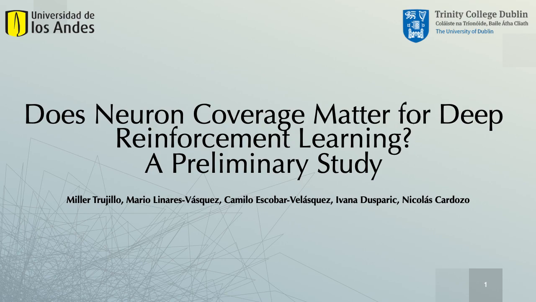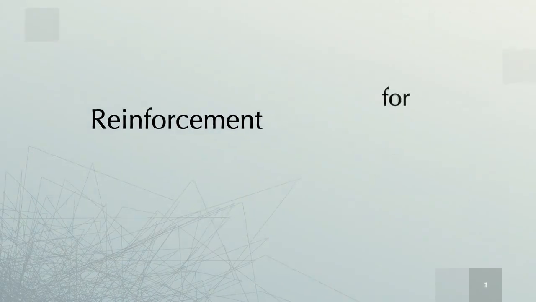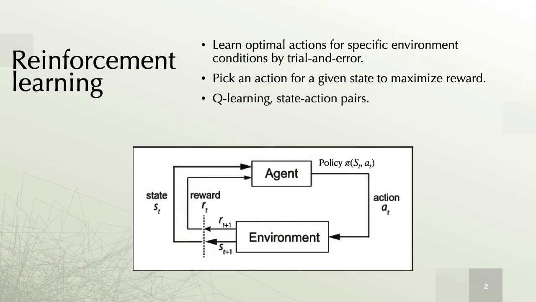Our work is about neuron coverage as a testing metric for deep reinforcement learning. First, let's start talking about reinforcement learning. The way it works is that there's an agent that perceives a state from an environment and performs an action that will change this state. Furthermore, the environment will give a reward signal based on the agent's decisions.